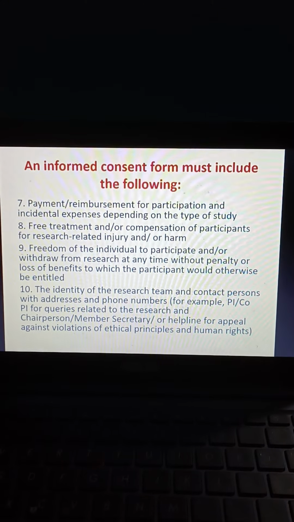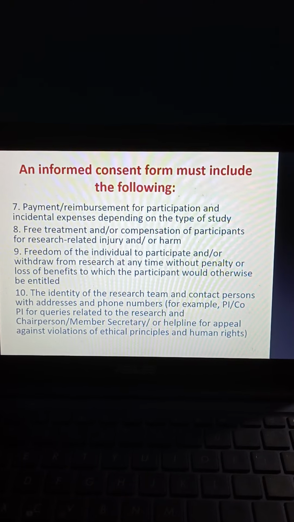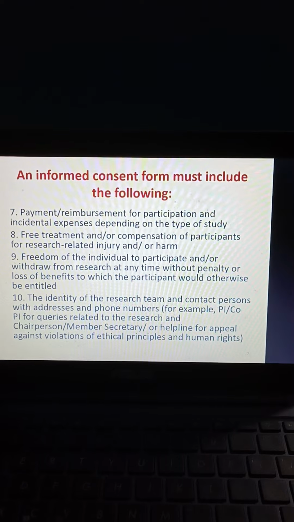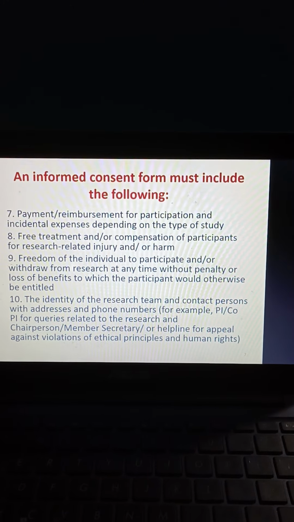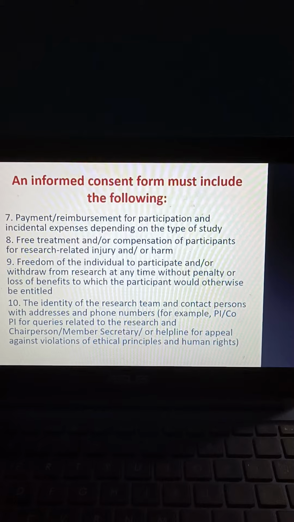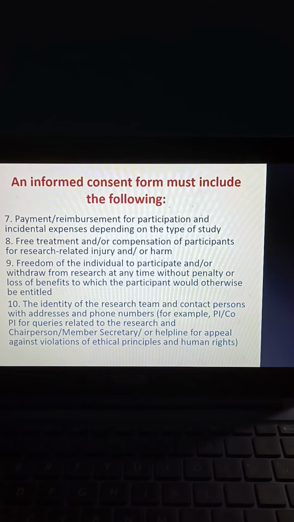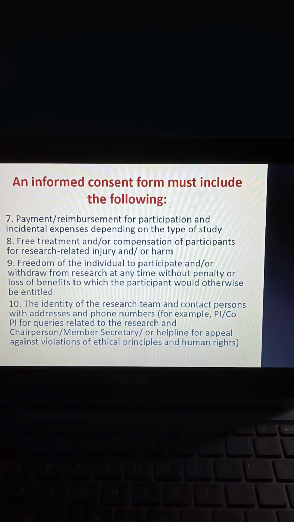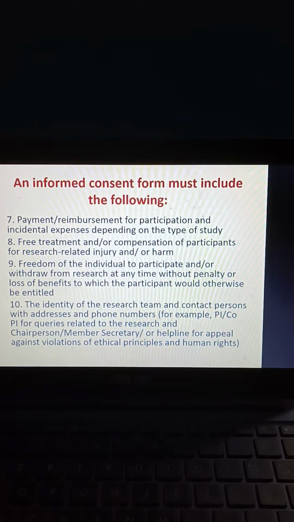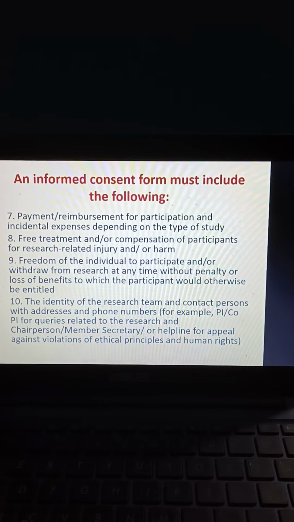An informed consent form must include the following: payment or reimbursement for participation and incidental expenses depending on the type of study, free treatment and compensation of participants for research related injury and harm, freedom of the individual to participate and withdraw from research at any time without penalty or loss of benefits to which the participant would otherwise be entitled, the identity of the research team and contact persons with addresses and phone numbers, for example PI/co-PI for queries related to the research, and the chairperson or member secretary or helpline for appeal against violations of ethical principles and human rights.